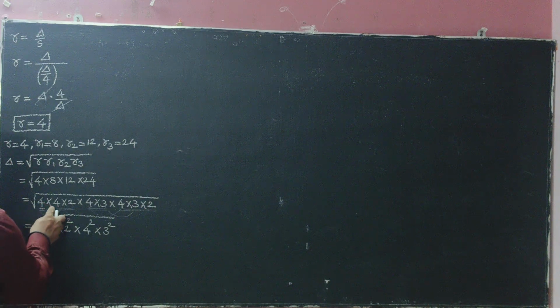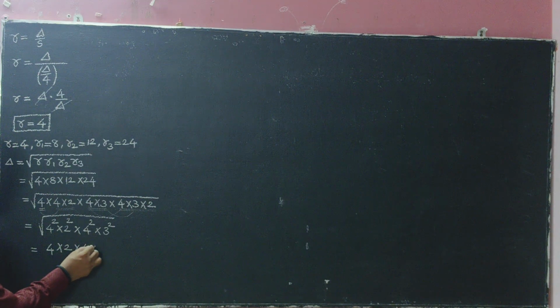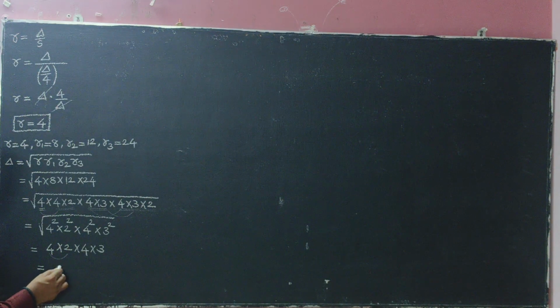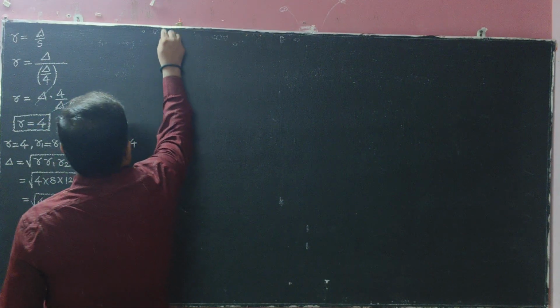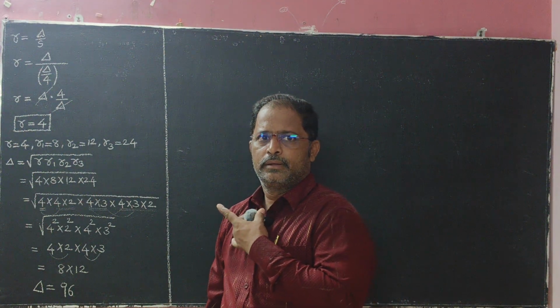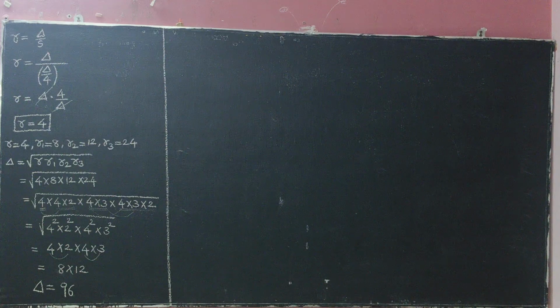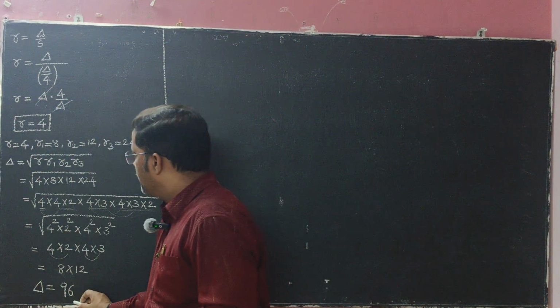Right, so 4 double a square, so the total square root cancels, means 4 into 2 into 4 into 3, 4 into 2 into 4 into 3. So 4 twos are 8, and 4 threes are 12, so 12 eights are 96. So the delta value is... Okay, delta equals... Okay, right, so delta equals 96, completed.